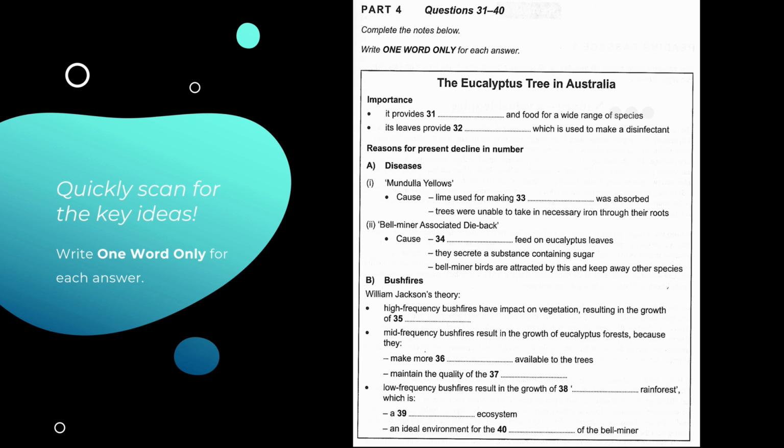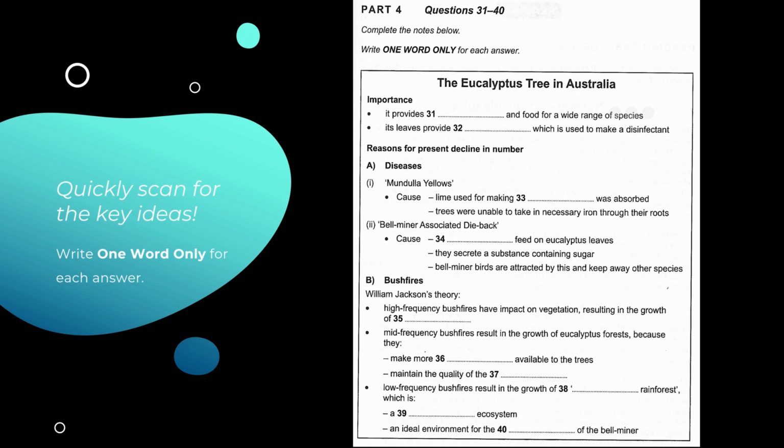When this was injected back into the affected trees, they immediately recovered. But this problem only affected a relatively small number of trees. By 2000, huge numbers of eucalyptus were dying along Australia's east coast of a disease known as bell miner-associated dieback.